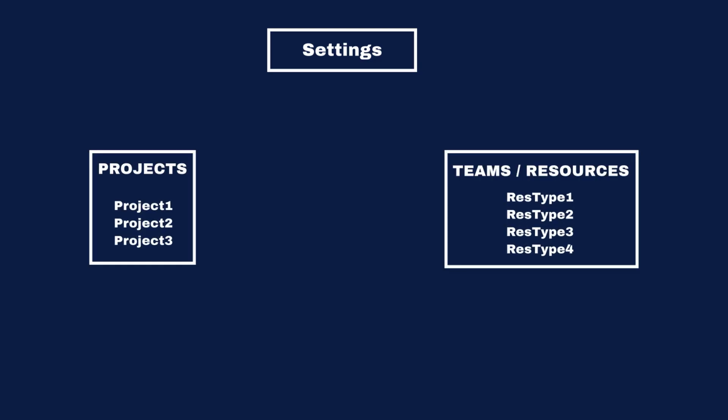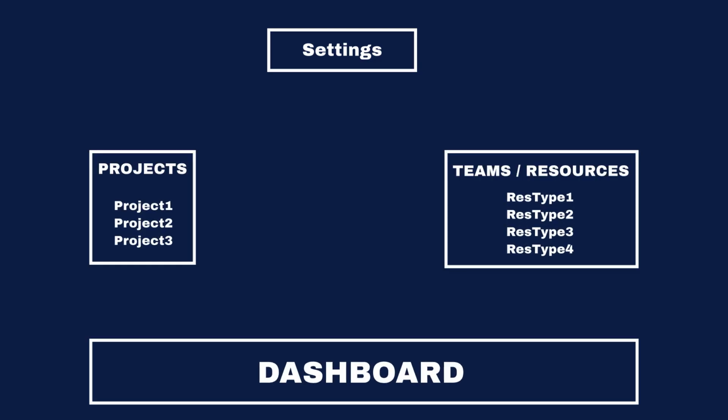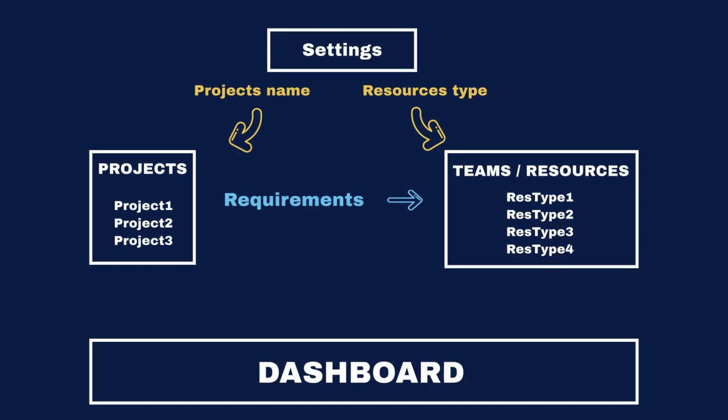So how does this all work? We have a settings tab, we have a projects tab, we have 4 resource types, and we have a dashboard. The settings provide the project names and resource types that you can customize. The projects send the requirements to the teams, and the teams respond with their availability or lack of. And then all that is being happily fed into the dashboard.